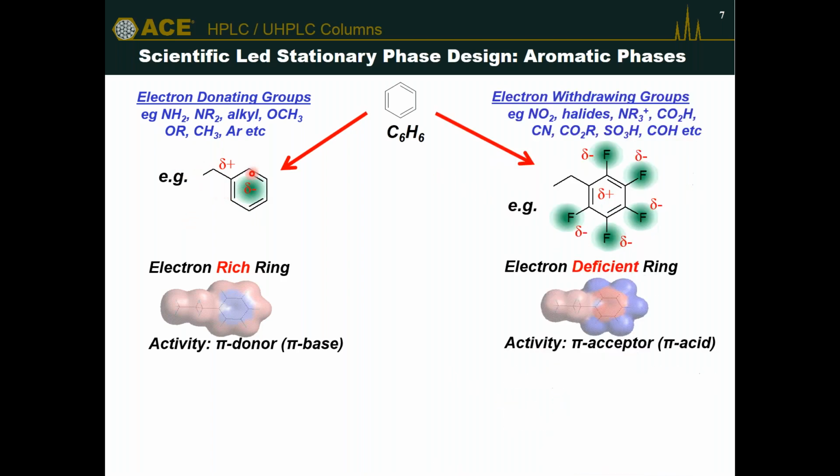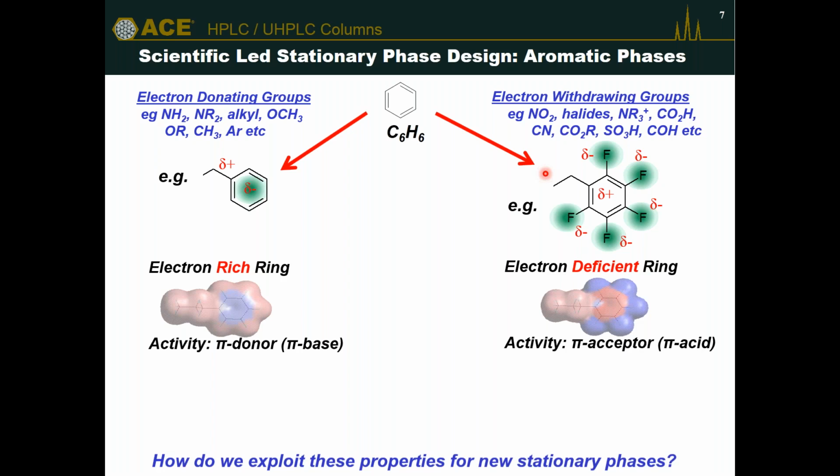Now we can of course do the opposite to that, and we can substitute electron withdrawing groups onto the ring system. And here we have the classic pentafluorophenyl arrangement, the so-called PFP columns, which are very nice and give a very different selectivity for many different separations. This has a moderate dipole across the ring because of those 5 fluorines substituted across the ring system. And of course we have a small alkyl chain here as well, which allows us to attach the ligand to the silica surface, so that we can produce the stationary phase chemistry.